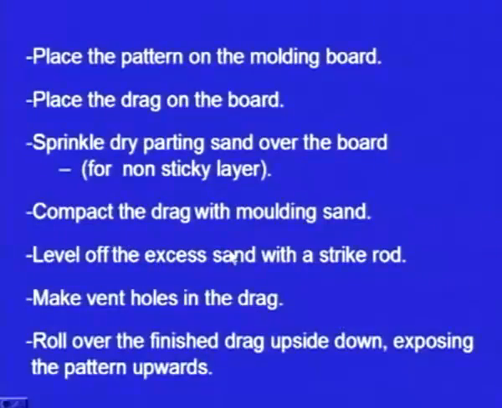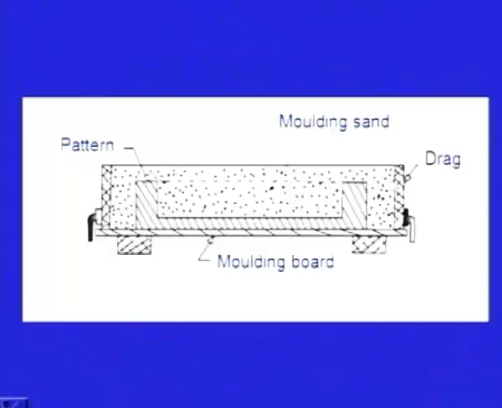Next one, compact the drag with molding sand. So this is the drag. Next, after sprinkling the dry parting sand, we will place the molding sand here and we will compact. We use rammers and we compact them. Of course, there are machines which are meant for compacting. Compacting is done manually and also by machines.